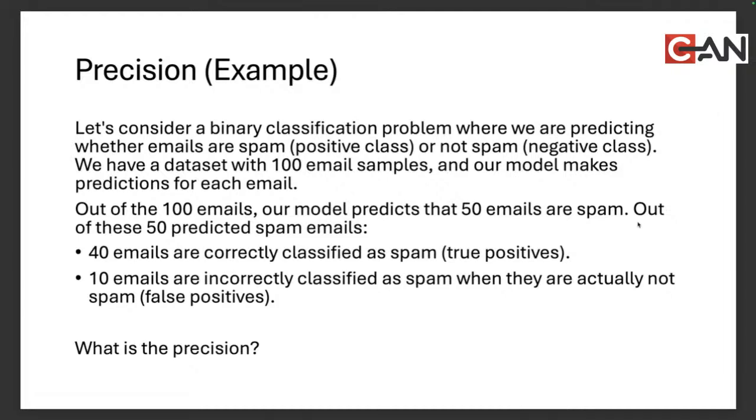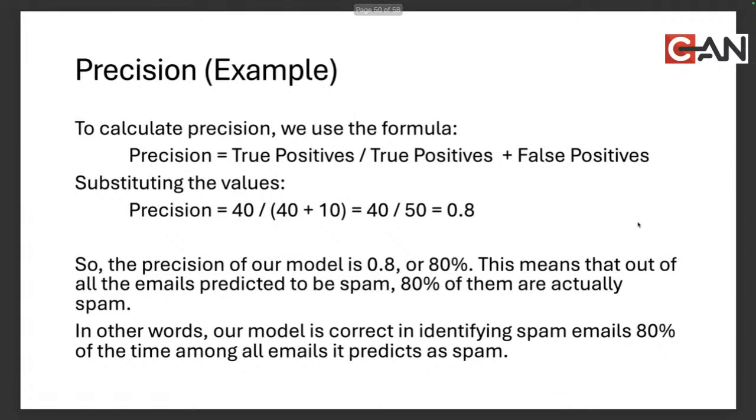What do you guys think? 80%. Nice. There we go. So it's just the 40, the ones that we predicted as spam that correctly were spam, over all the instances where we said something was spam. So the 40 plus the 10. So 40 out of 50 is 80%.